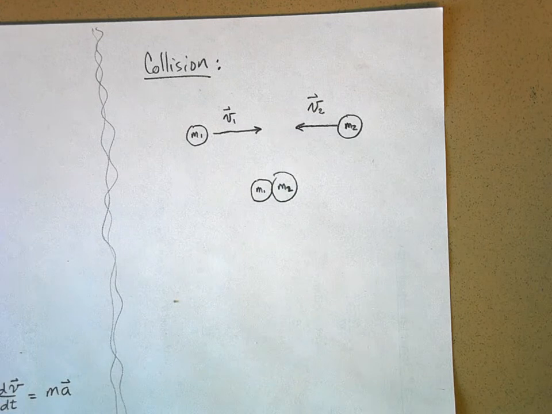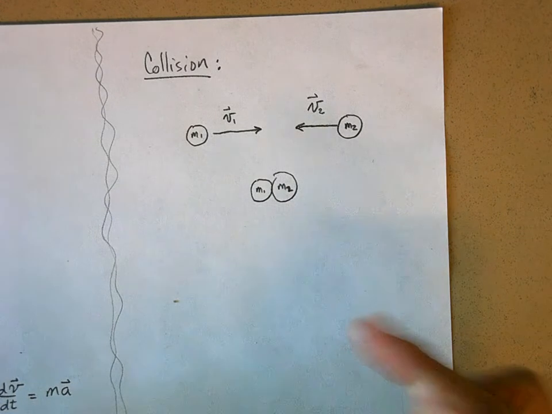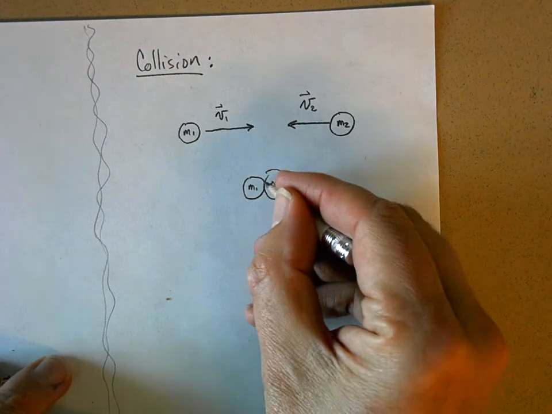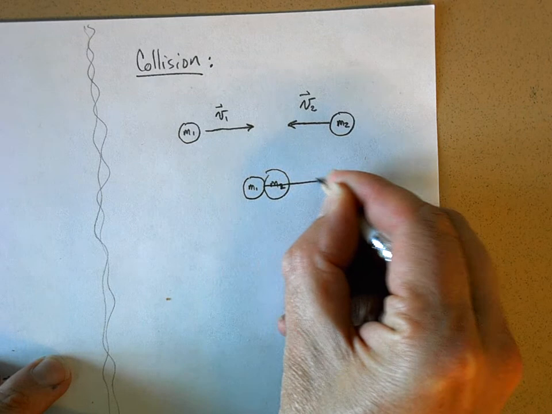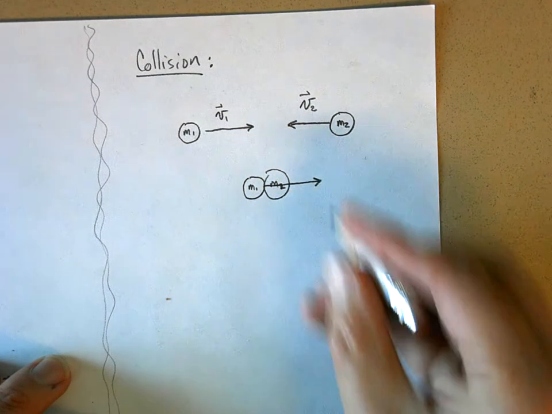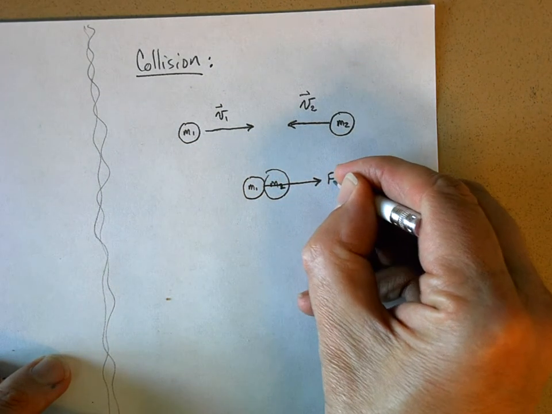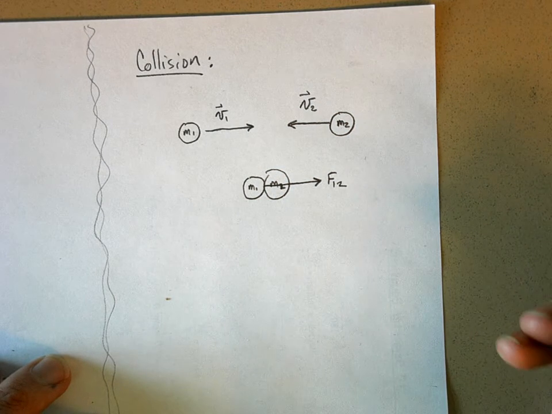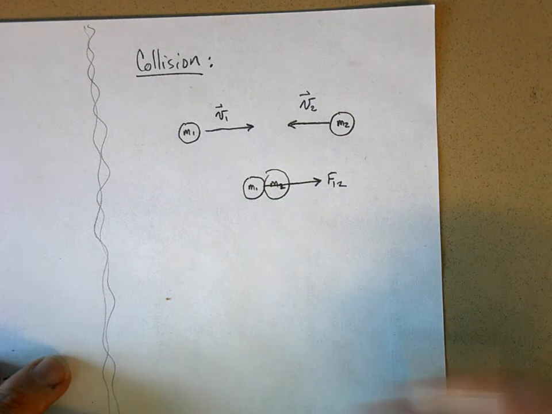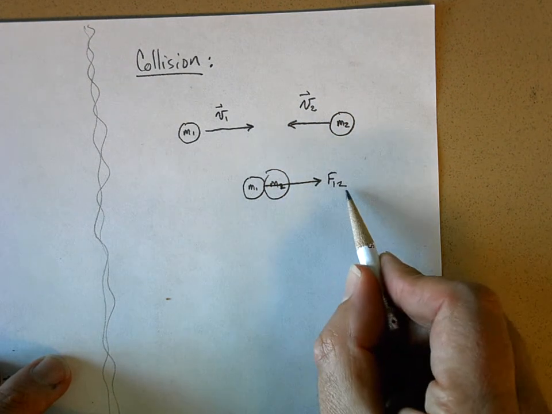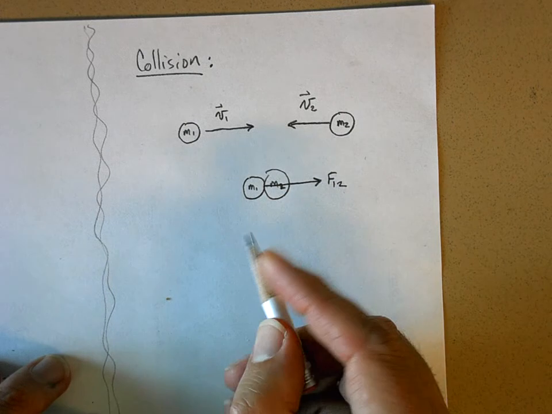Now they hit each other. They smack into each other. So this ball right here is going to apply a force here, isn't it? And this is going to be the force of ball 1 on 2. But we know from Newton's third law that for every force on one object, that is object 2, there's an equal and opposite force on the other object.